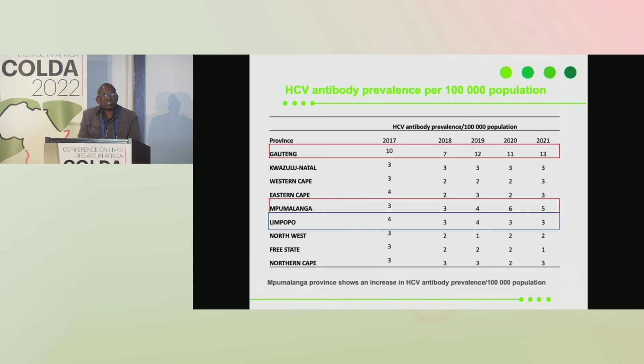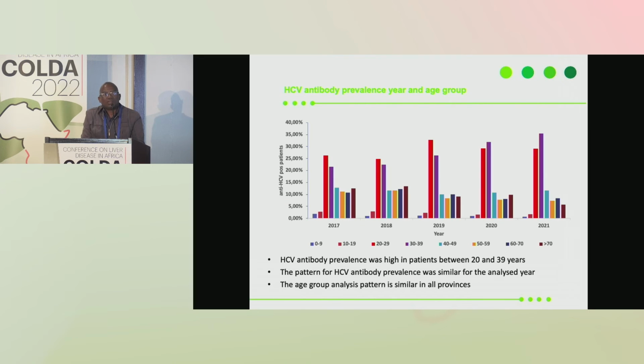And Northwest and Free State showed low seroprevalence per 100,000 population. We also looked at the age groups. For this surveillance, what we found out is that the seroprevalence was high in 20 to 29 and 30 to 39 year olds. And the prevalence in provinces looks similar to when we're looking at the years, so I didn't include this slide for this one.